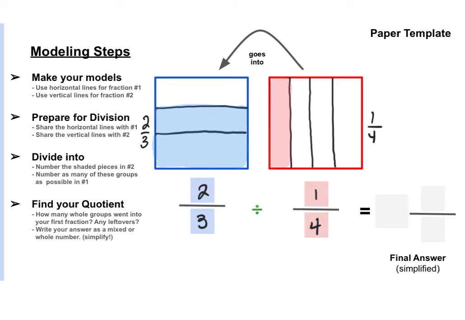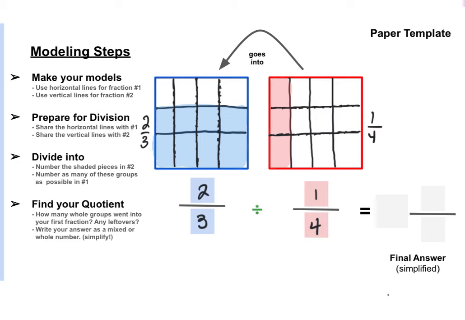So now that my models are made, I'm going to prepare for the division. I want to share my horizontal lines from the first fraction with the second one, and I want to share my vertical lines from the second fraction with the first one. Each box now has 12 different squares of the same size.